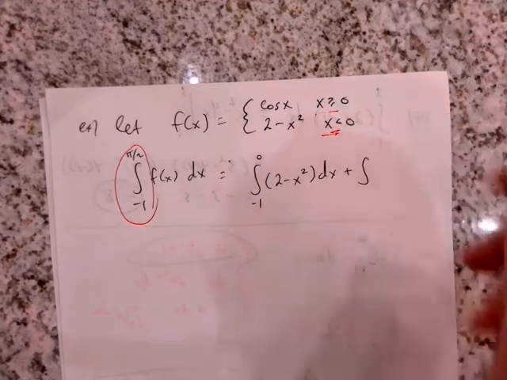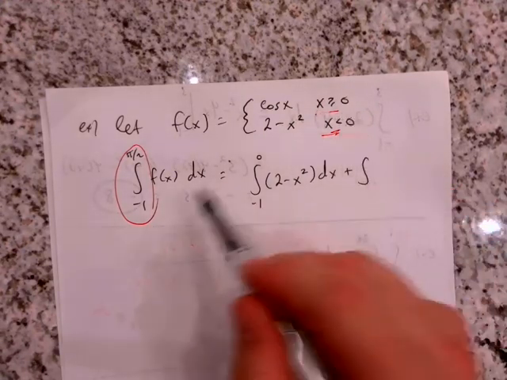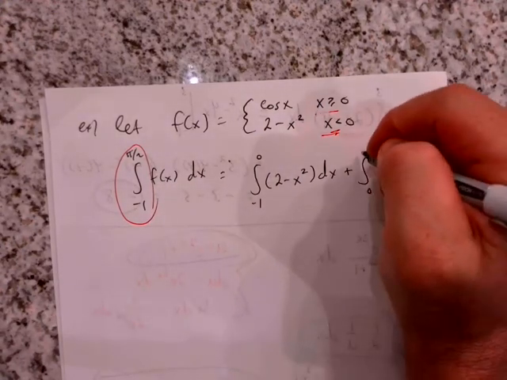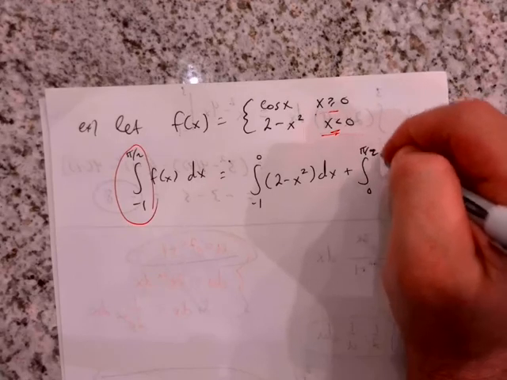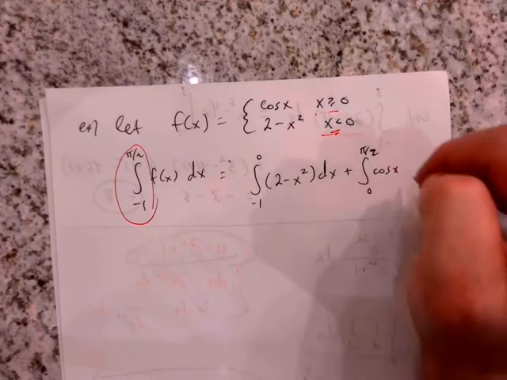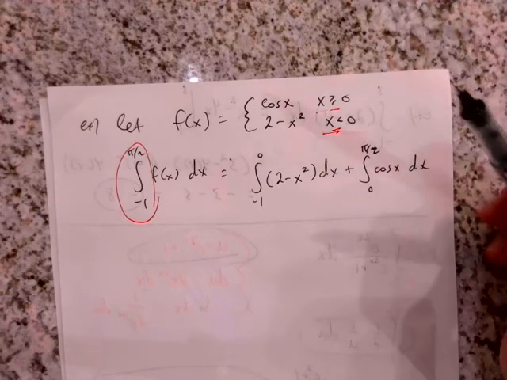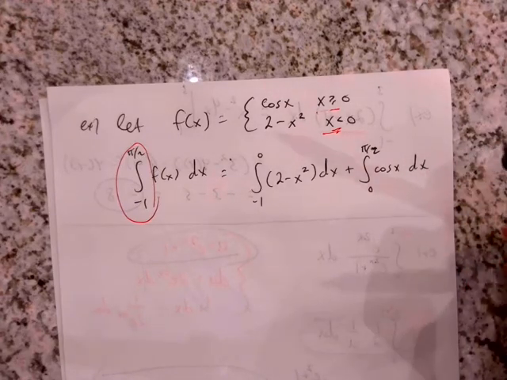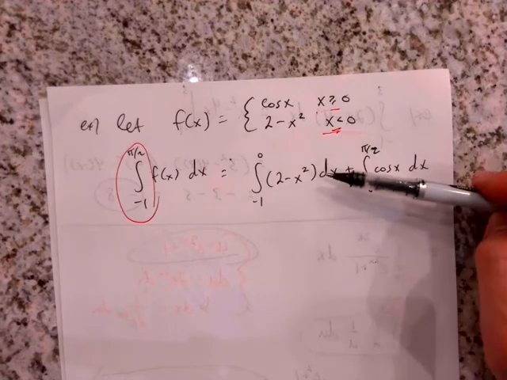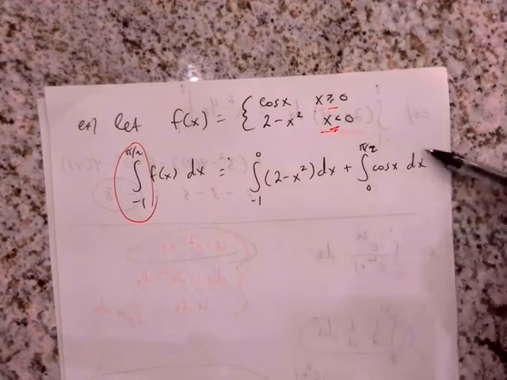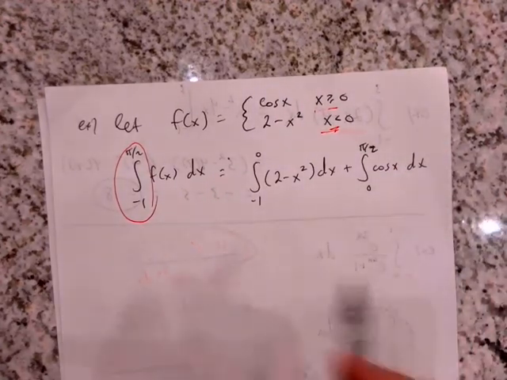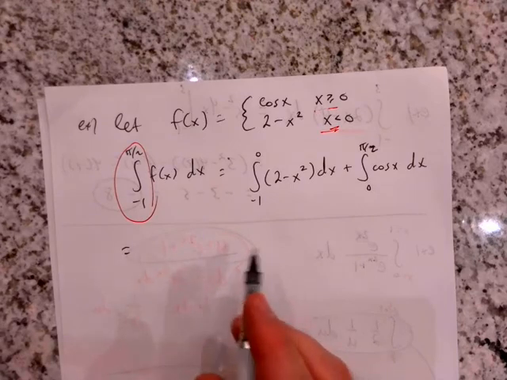And then plus, for all the positives, so from 0 until pi over 2, our function is cosine x. And this function is not continuous, that's not a problem. You don't need continuity for this to work. You just need to find the space between this curve and that axis. And so you do those out each on their own.